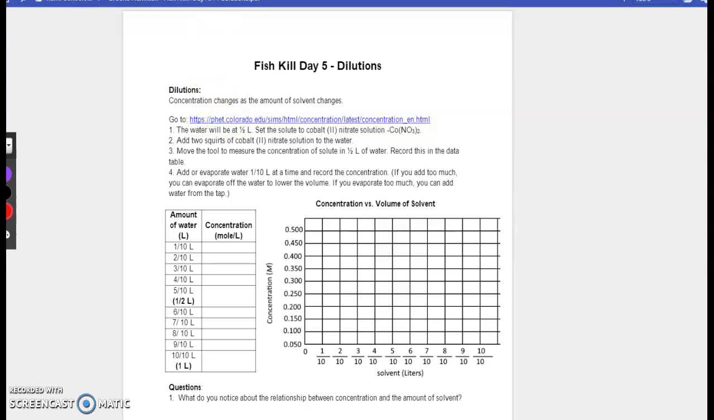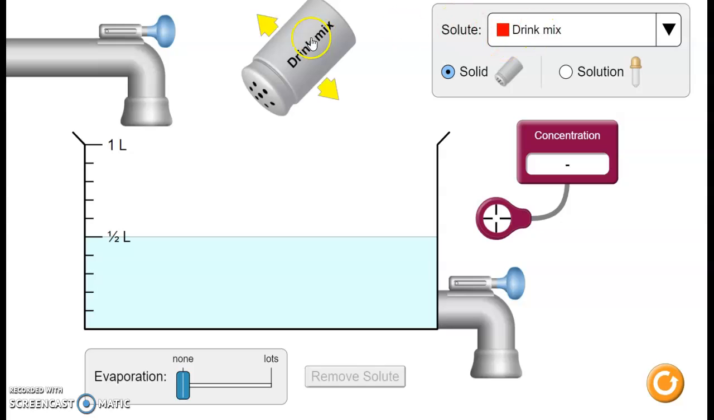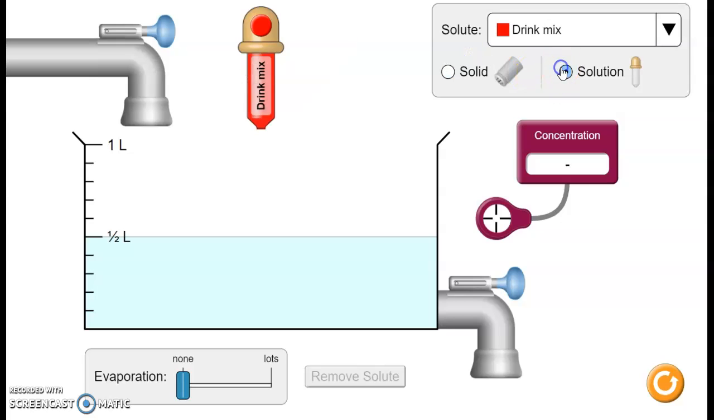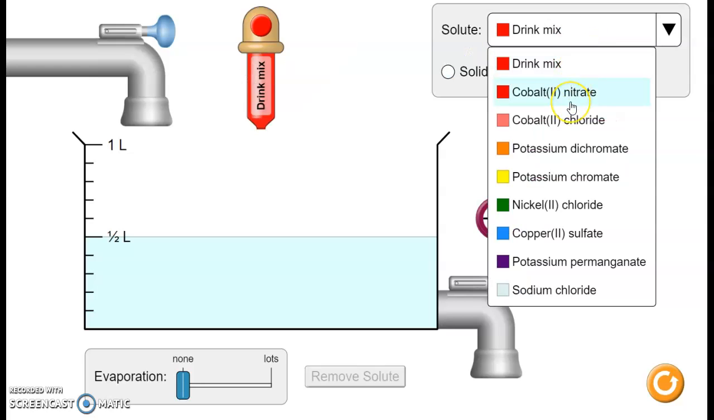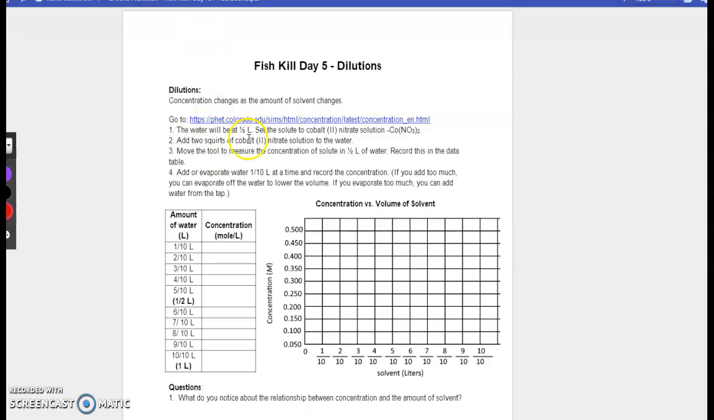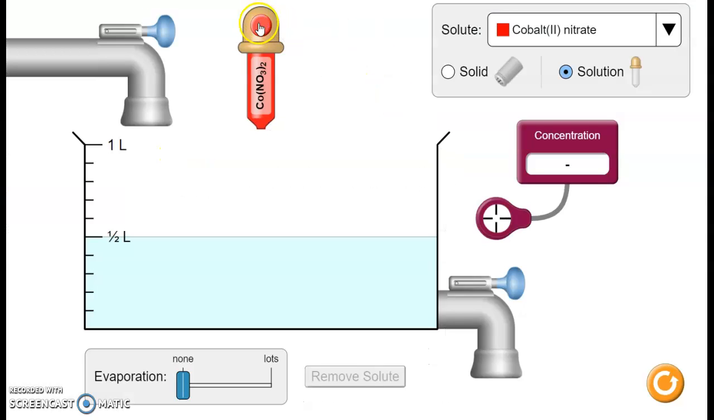When doing the FET, we have some water, so it wants us to first say water is at a half a liter, set the solution to cobalt nitrate solution. So up here on the right, it says solids. There's different solids to choose from, and then there's solution right here. So solution, it wants cobalt nitrate. There's a whole bunch of different options here, but we're going to go with cobalt nitrate. Add 2 squirts of cobalt nitrate to the water. Then move the tool to measure the concentration of the solute in the half liter of water and record the data in the table. So we're going to add 2 squirts.